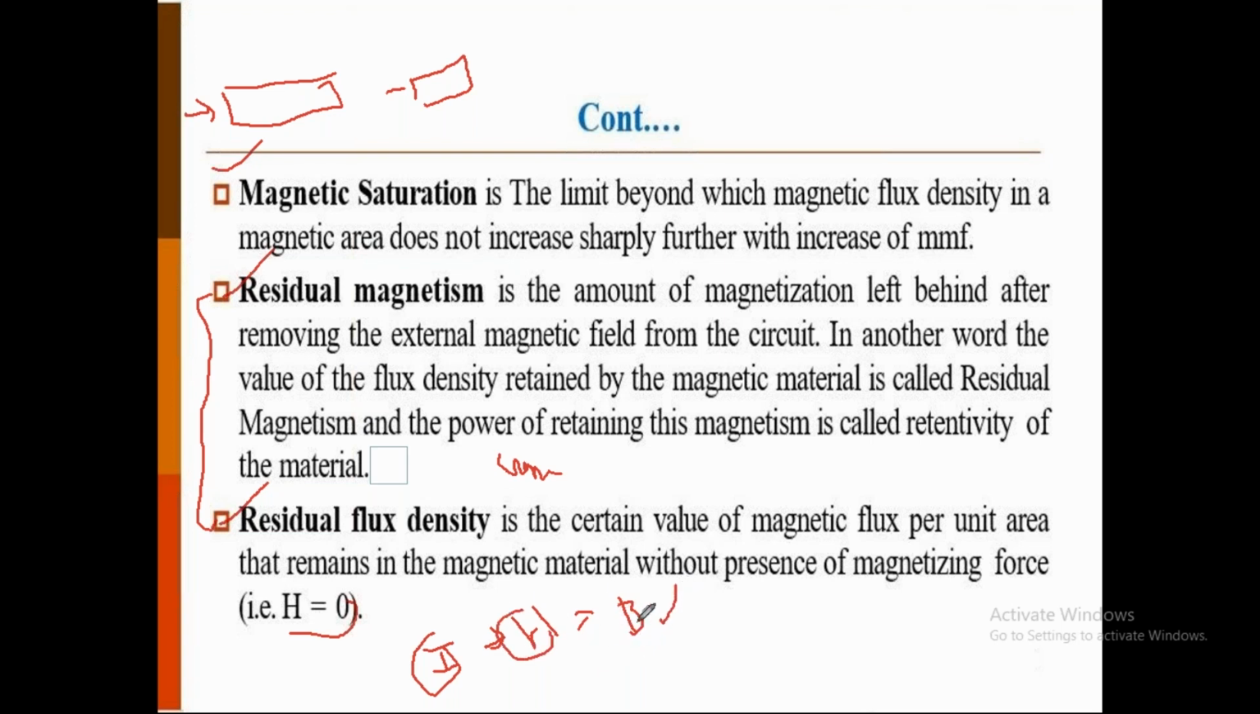Magnetic flux density is present with the absence of current and intensity. This flux density is called residual flux density. Residual is nothing but the presence of field without any external field. That is the main sentence of residual magnetism. Okay? So these are the three parameters we are using in the magnetic material.